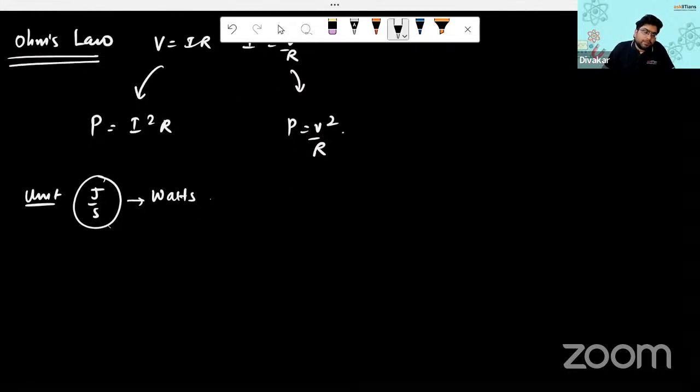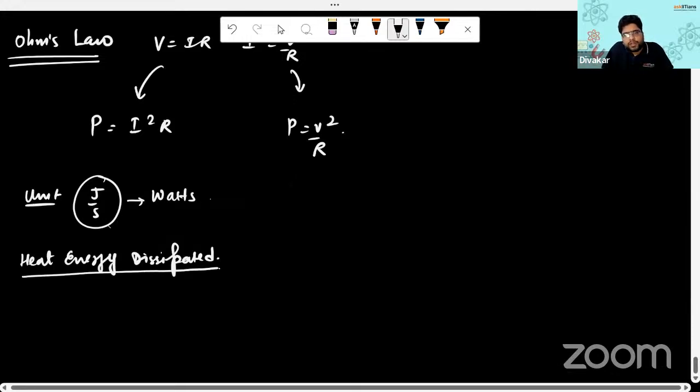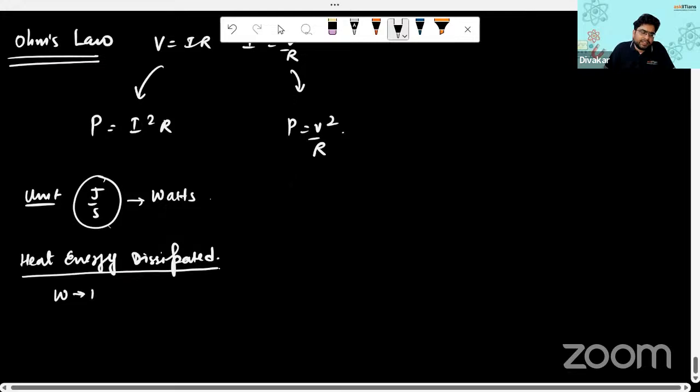Now, sometimes they ask you what is the heat energy dissipated. So understand, power is work done by time, and work done is a form of energy. When the electron passes through a resistor, basically, it collides and releases energy. That's a form of work done which is getting released in the form of heat. So work done can be treated as energy. Here H we are representing heat energy.